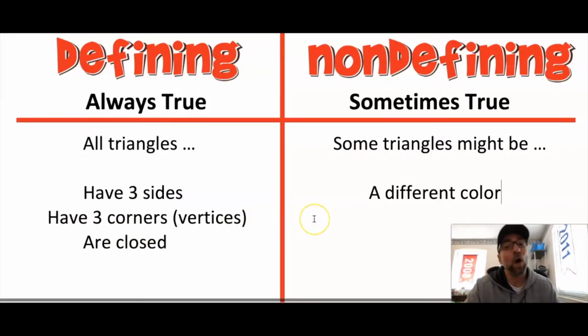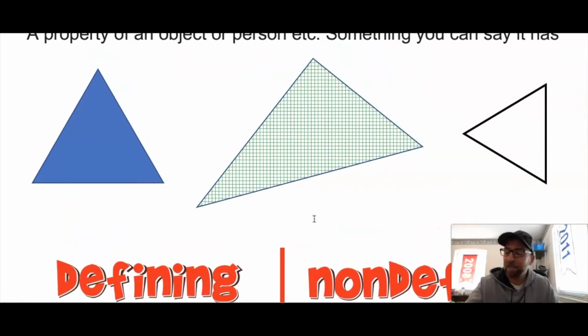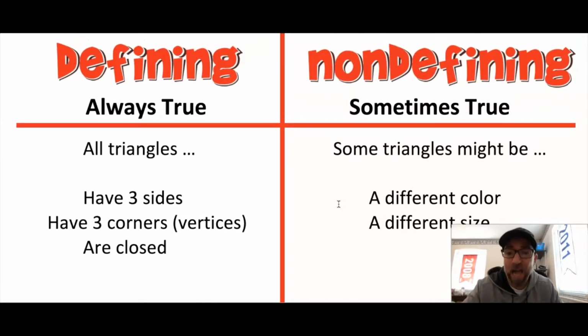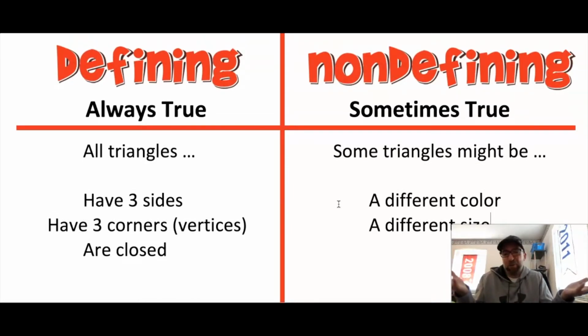Now, triangles also can be different another way. How else are these triangles different? Oh, I see a medium triangle, a big triangle, and a little triangle. So sometimes triangles might be a different color, but they also might be a different size. Size is non-defining. It's sometimes true. They could be large, they could be medium, or they could be small.